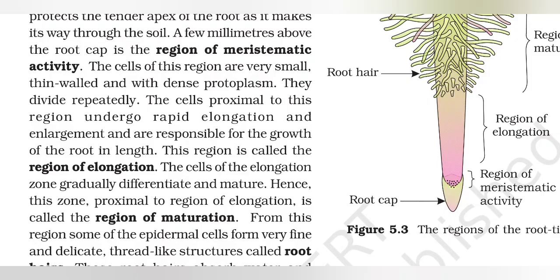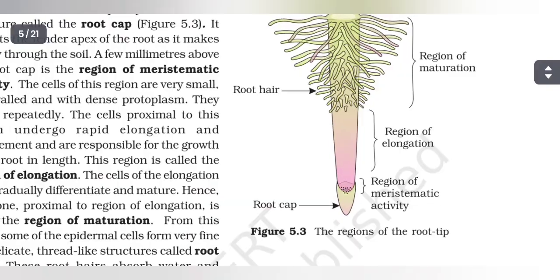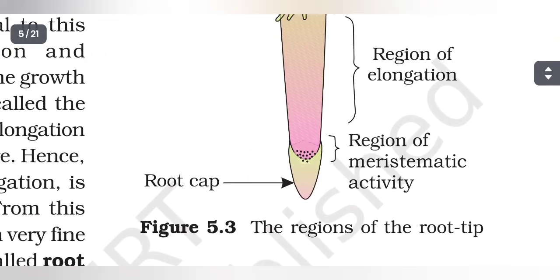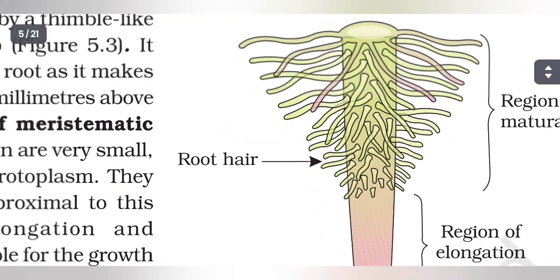This region is called the region of elongation. The cells of the elongation zone gradually differentiate and mature. Hence, this zone proximal to the region of elongation is called the region of maturation. From this region, some of the epidermal cells form very fine and delicate thread-like structures called root hairs. These root hairs absorb water and minerals from the soil. This is the structure which shows the regions of the root tip. This is root cap, region of meristematic activity, region of elongation, root hairs, region of maturation.